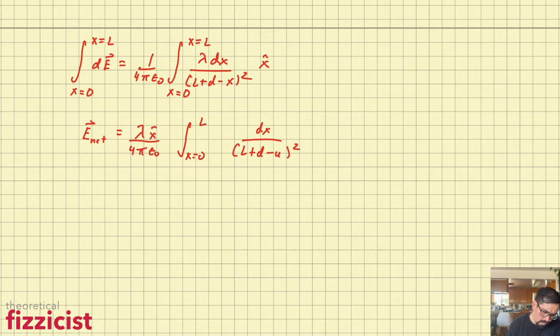So, apologies, got a little bit excited. I wrote my u when I was still on my x. There we go. Good. So let's keep on going. So what substitution are we going to do? We're going to say that u is equal to L plus d minus x. Therefore, my integration measure, du, using my substitution, has to equal 0 plus 0 minus dx.